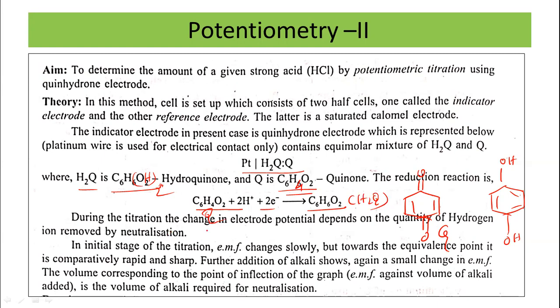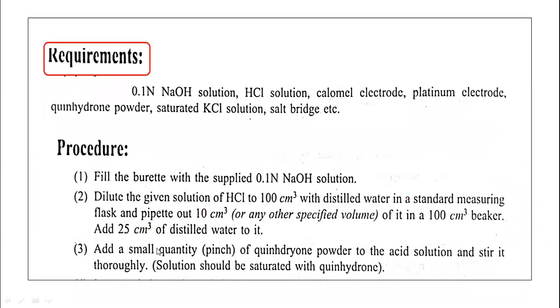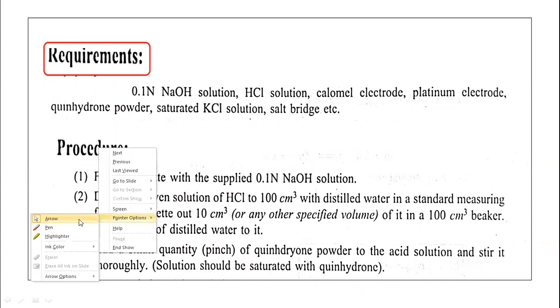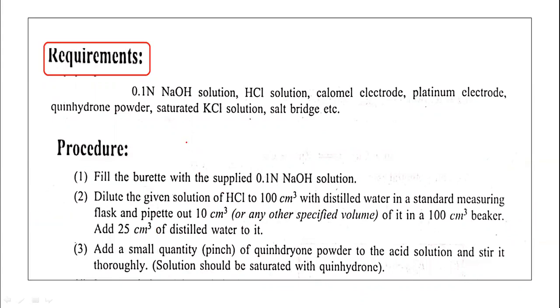So during the titration, the change in the electrode potential depends upon the quantity of the hydrogen ions present in the solution. Let us see the requirements to perform this experiment. Of course, we require 0.1 normal NaOH solution, because we are titrating the acid with NaOH. Then we require HCl solution. We are going to determine the strength of the HCl.